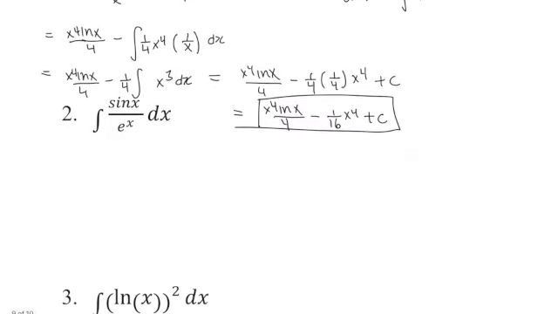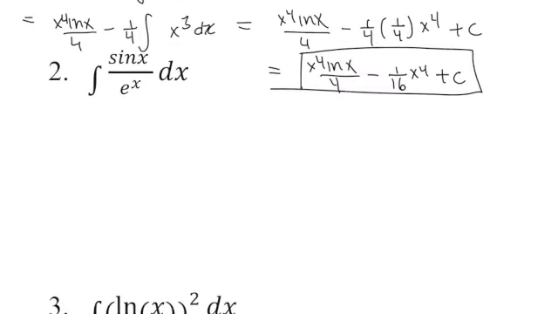Okay, number 2. Number 2 seems a little bit more complicated, but essentially this can be simplified into the integral of e to the negative x sine x dx, right? Because e to the x is at the bottom, so it's essentially e to the x to the negative 1 power, which just means e to the negative x power. So that's that. And now we made it into a more typical integral by parts form.